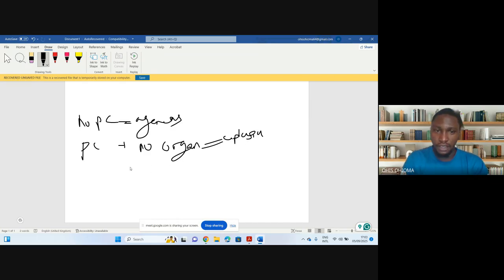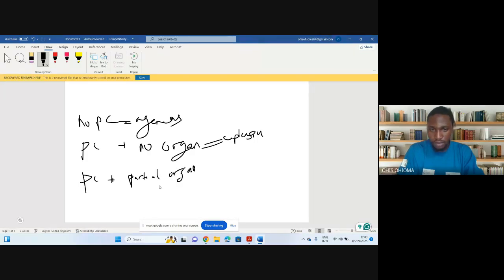Now for hypoplasia, I want you guys to see it like this, right? The guy comes, he gives the land his identity, he marries a wife, but guess what? He couldn't have kids, right? And so there are the primordial cells, but what happens? There's partial organ development. And this is hypoplasia.